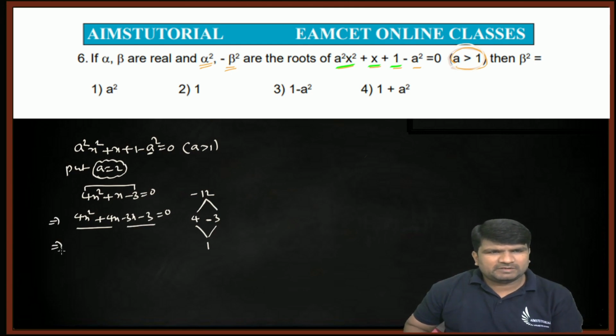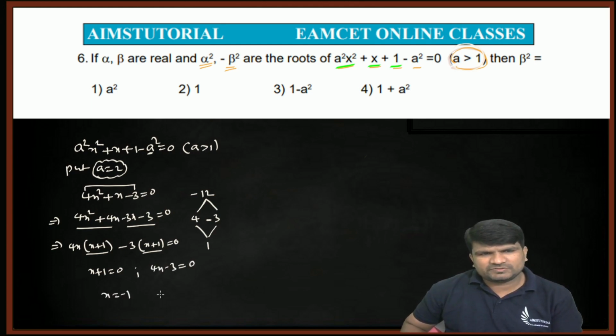If you take 4x common from the first two terms, 1 more x plus 1 remains. Minus 3 common from the last two terms, x plus 1 remains. So x plus 1 again taking common. So x plus 1 equals 0 and 4x minus 3 equals 0. So x equals minus 1 and x equals 3 by 4. So these x values are our roots.